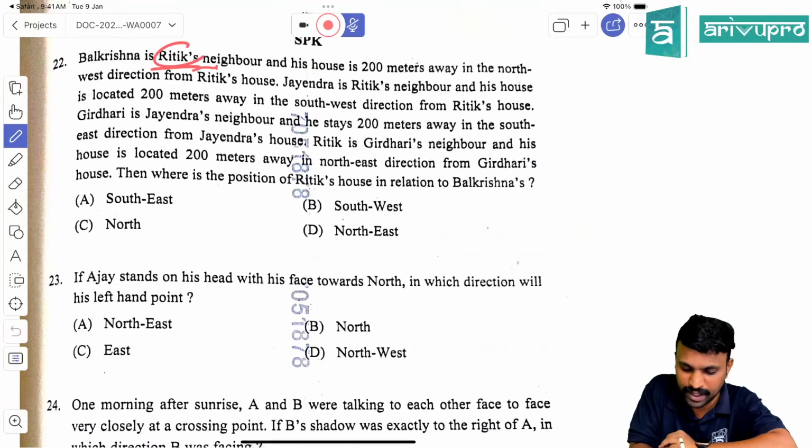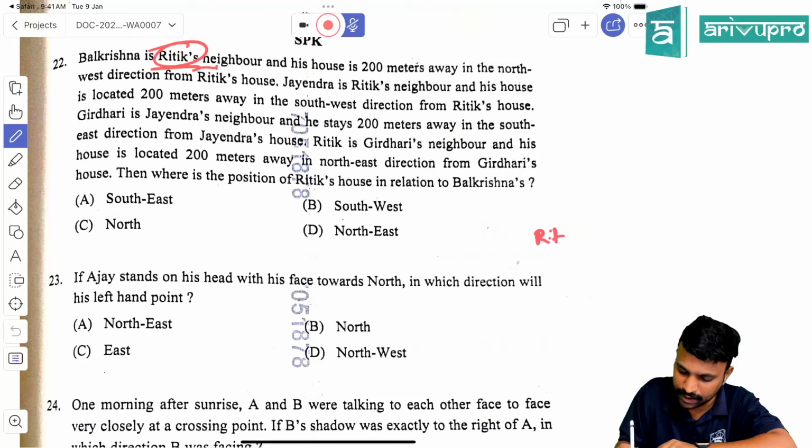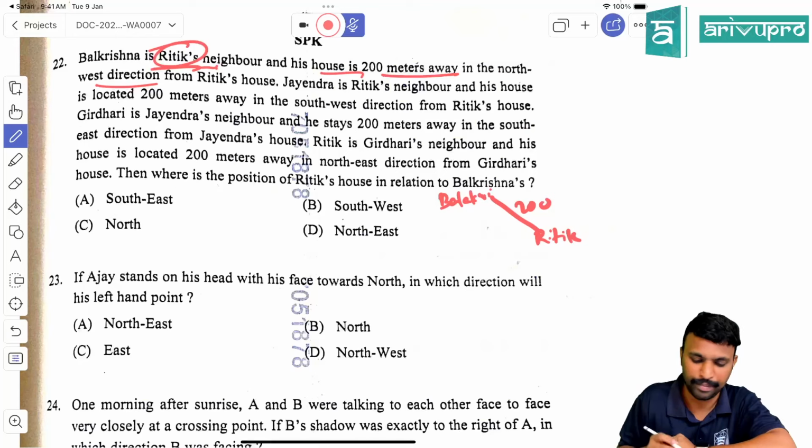So who is the reference here? Ritik is the reference. Where is Balakrishna? His house is 200 meters away in the northwest direction. Here is Balakrishna.